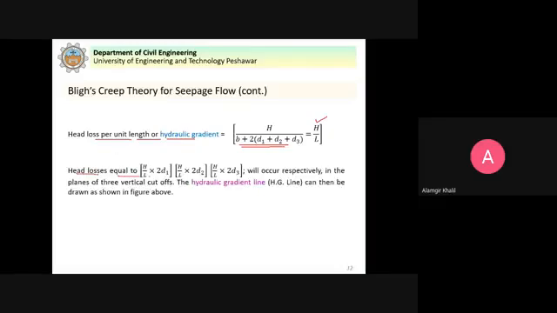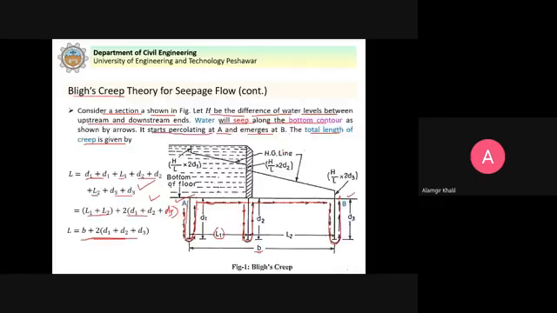So head loss equal to this will occur respectively in the planes of the 3 vertical cutoffs. You can see here that at this point, what will be the head loss? That will be H by L multiplied by 2 times d1. Then at this point here, it will be H by L into 2d2. H by L is the total that we derived. Clear? Multiplied by 2d2, that is the head loss here, and at this point it will be H by L into 2d3.